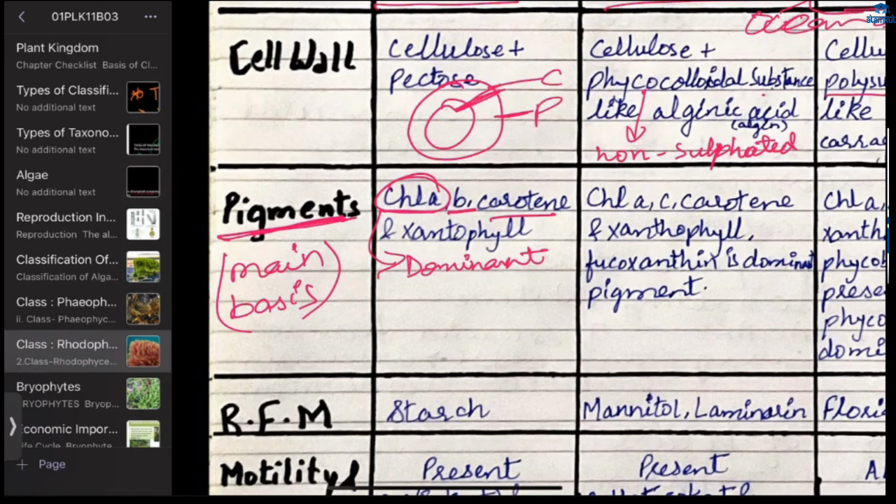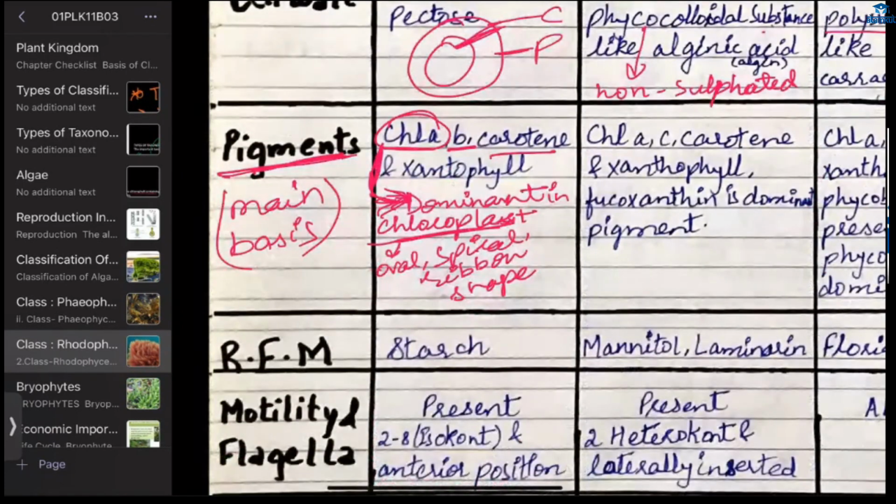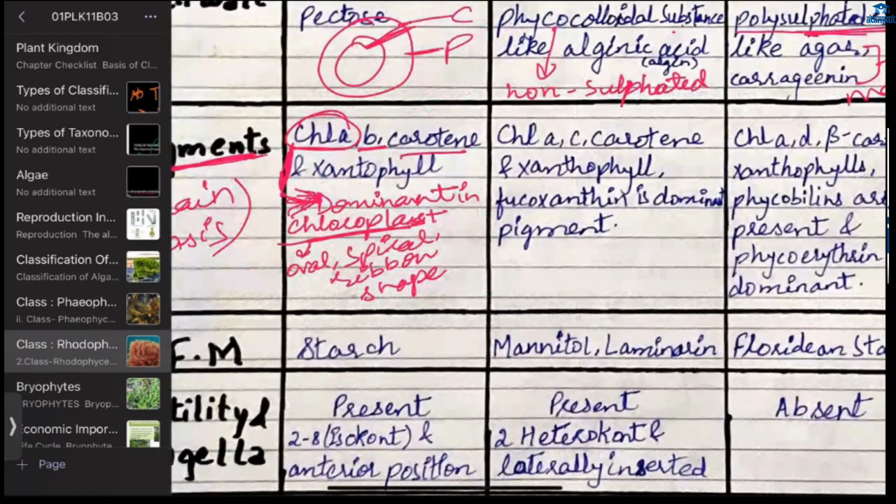That is why they are also known as green algae. Okay, so chlorophyll is dominant in the chloroplast, and the chloroplast in green algae can be oval, spiral, ribbon shaped. Many shapes are found, and due to the presence of this chlorophyll A in very large amount in the chloroplast of this type of algae, they are called green algae. Now the pigments here are chlorophyll A, C and carotenoids.